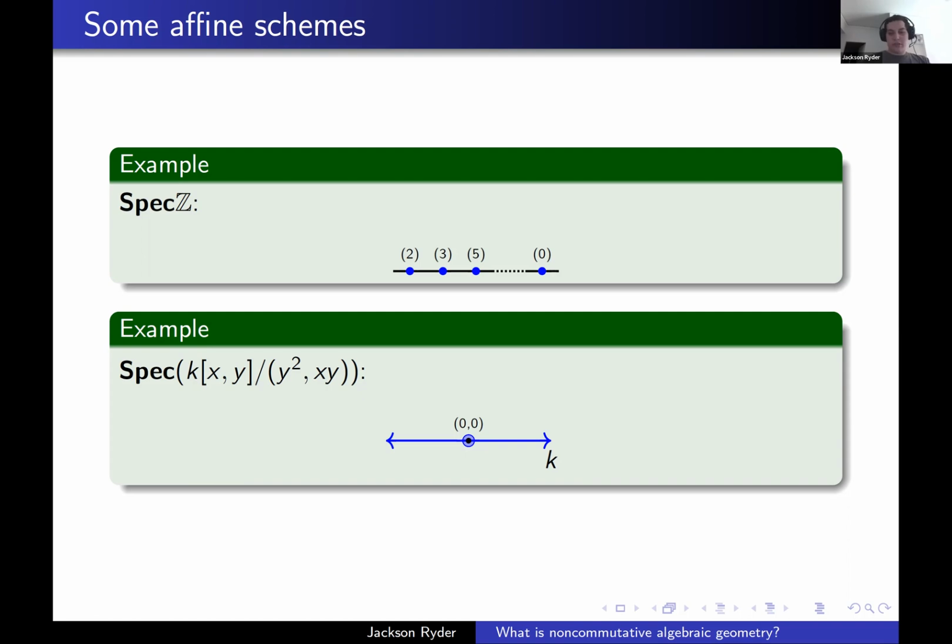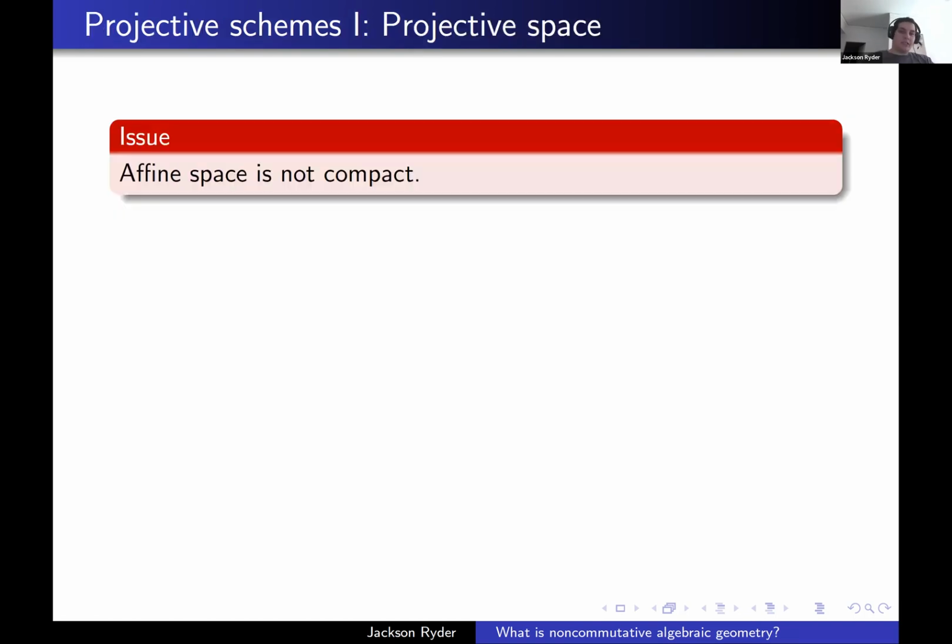Okay, so that's all well and good, but there are some issues that come when we're working with affine schemes. In particular, affine space is not compact, which is not always a problem, but it's nicer if we're working with a compact space. So what do we do? Well, we're going to compactify it.